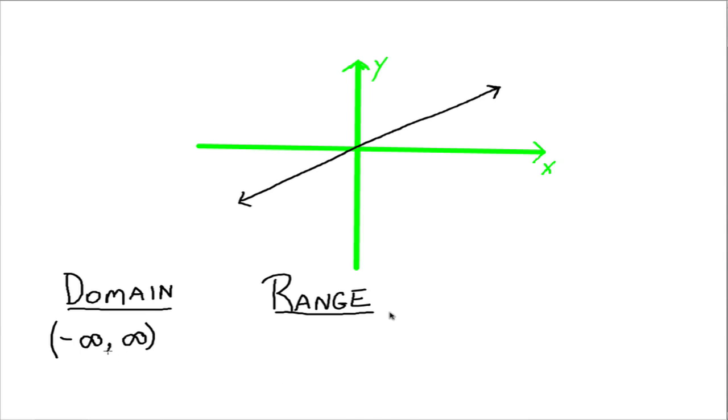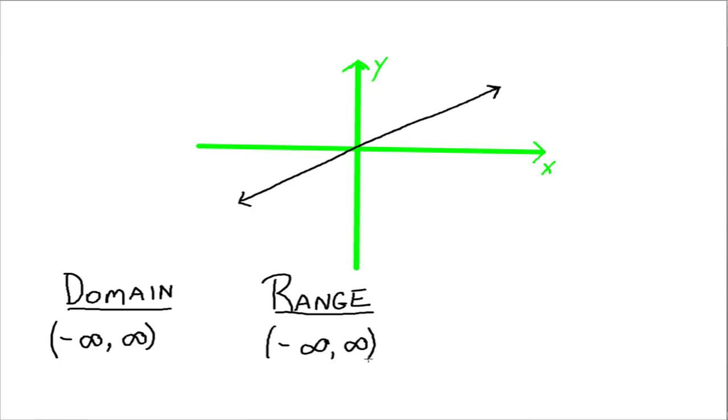Alright, so now let's look at the range. The range is the set of all y values that are being used to generate these points on your graph. Well, since this graph goes forever up and forever down, every single y value is being used. So again, the range in this particular case is negative infinity to infinity, all real numbers. So for this particular function, the domain and range are both all real numbers. Every x value and every y value is being used to generate the points on this graph.